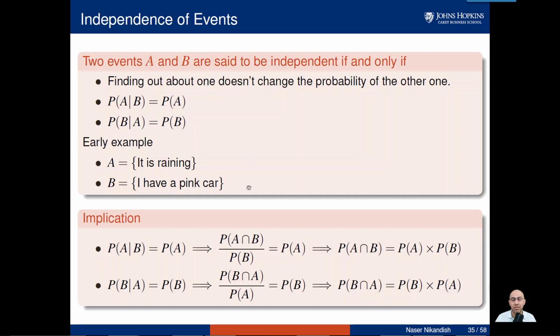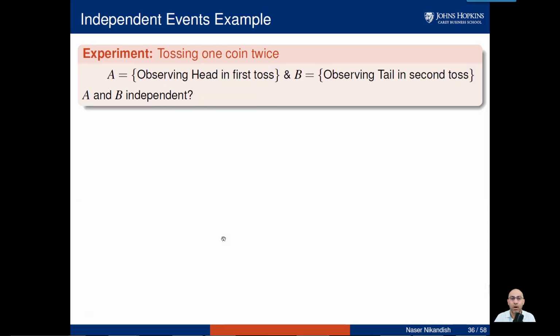All right. The funny example that I use in class is to define event A as it is raining and event B as I have a pink car. Right? Knowing that it's raining outside does not change the probability of me having a pink car. But if you know that I have a pink car, what is the chance of raining outside? It doesn't change. That information that I provided you, that I have a pink car, does not change the probability of raining, right?